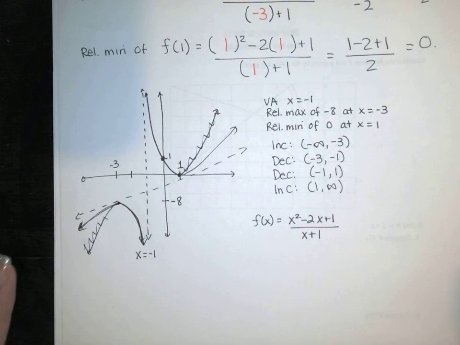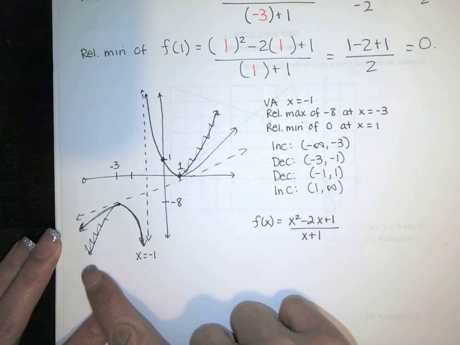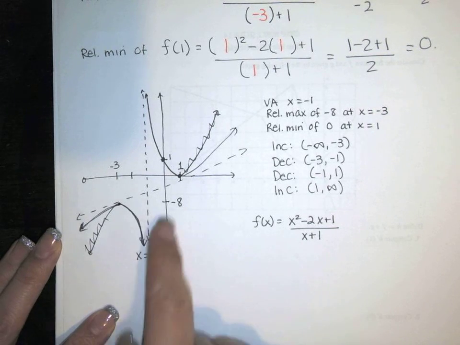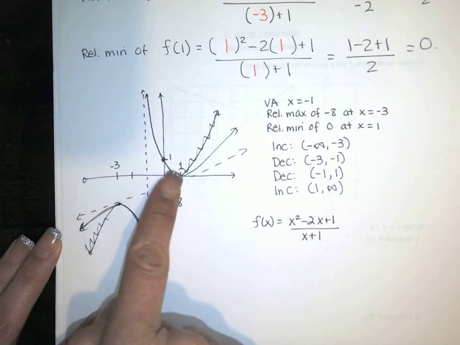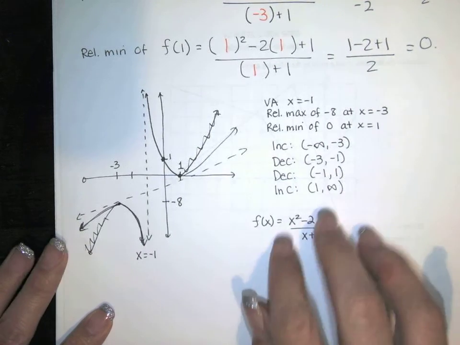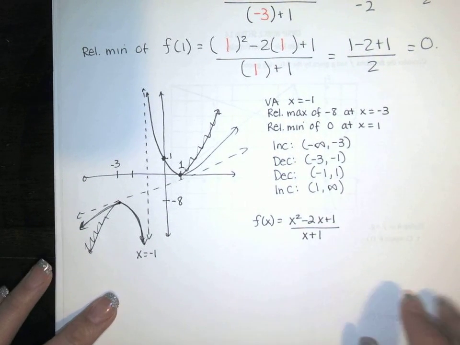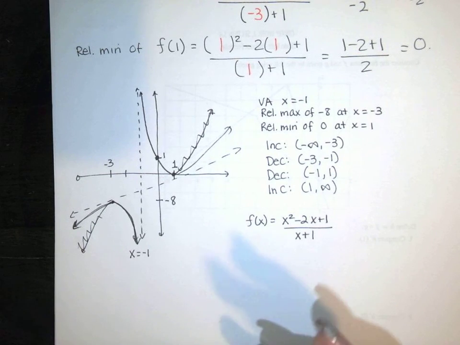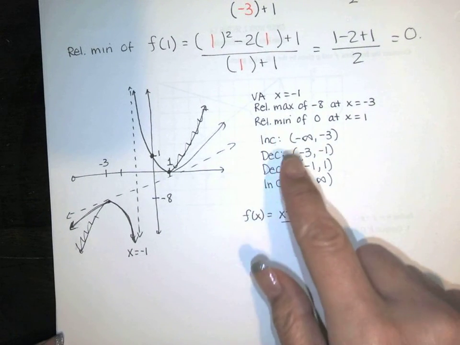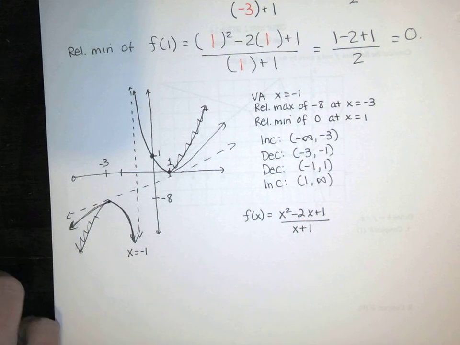But the original graph, the one I first drew, satisfied all of this. It was increasing, had a max, then decreasing, asymptote, decreasing, then it had a min, and then it was increasing again. And then just using a little bit of pre-calculus knowledge, I knew it also had a slant asymptote. Your graph doesn't have to be perfect, it just has to have all of this behavior. So it has to have the right vertical asymptote, the right relative max and min, and the right intervals where it's increasing and decreasing.